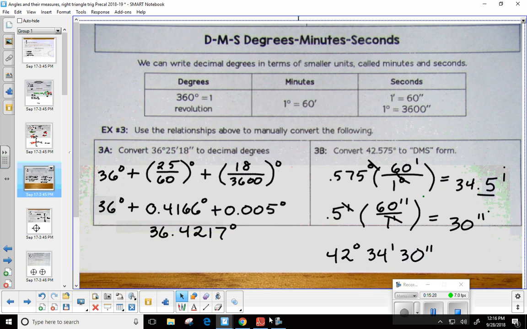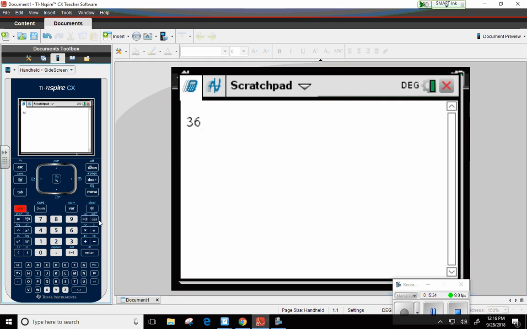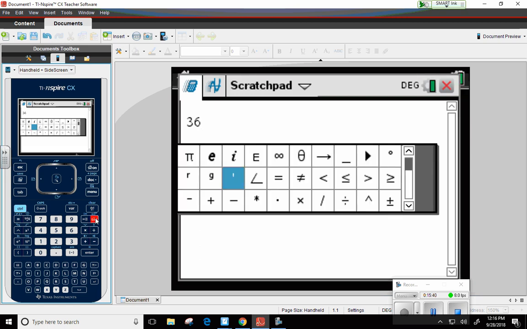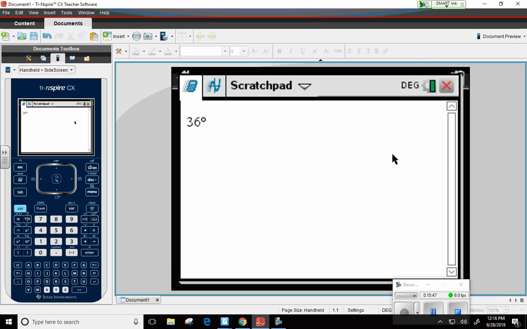Okay. So I'm going to come on over here. So I'm going to type in 36. Now you're going to hit Control and use this catalog button right here below delete. It's the open book. And all these symbols, you'll notice in the top right corner, degrees is the one you're looking for first. Okay. Then I have, I believe it was 25, right? So the single tick mark is minutes.